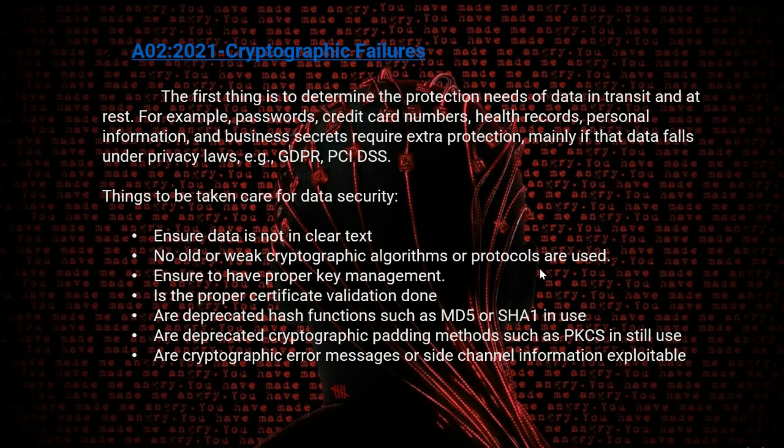Ensure proper pre-certificate validation is done. Are deprecated hash functions such as MD5 and SHA1 used? Are deprecated cryptographic padding methods such as PKCS still in use? Or is the cryptography error message or side channel information exploitable? So these are the things we mainly need to take care of when it comes to cryptographic failures.